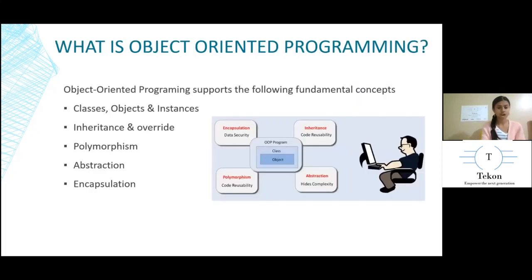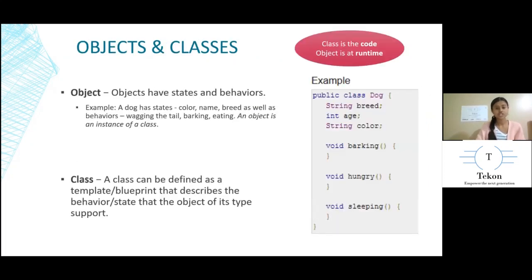So Java is object-oriented. Understanding a few basics of object-oriented principles will help us code better, so we should at least know what it is. First, there are objects and classes. Objects have states and behaviors, and classes can be defined as a template or blueprint that describes the behavior that the object of its type supports. So basically the class is the code and the object is the runtime. And there's an example on the screen.